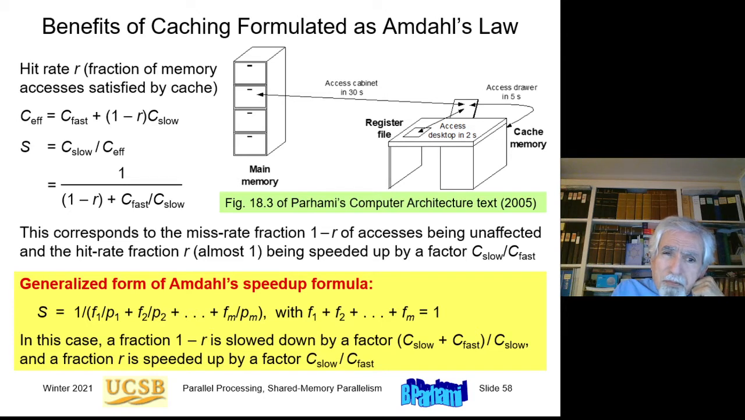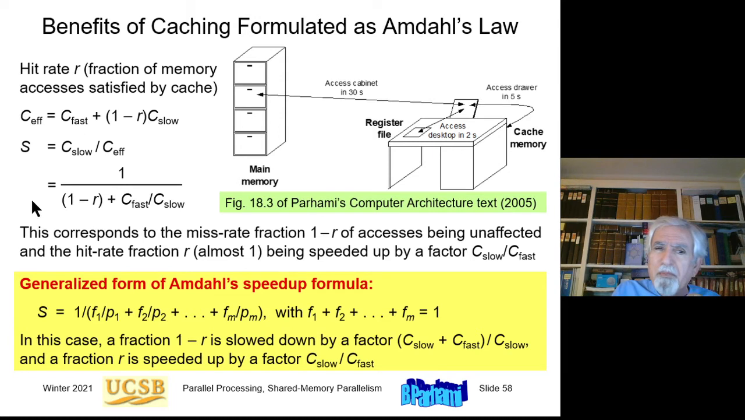Plus this, C slow divided by C fast, is basically the speed up, the speed up that the cache offers over the slow memory. Okay, so in this case, speed up occurs. In this case, there's no speed up.